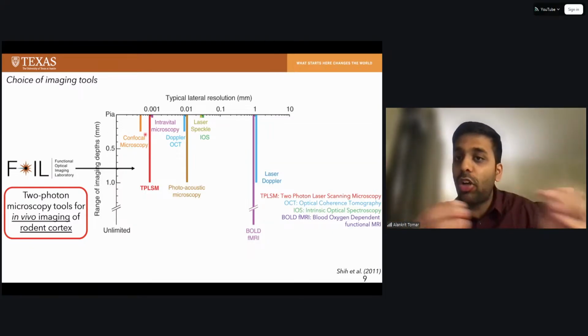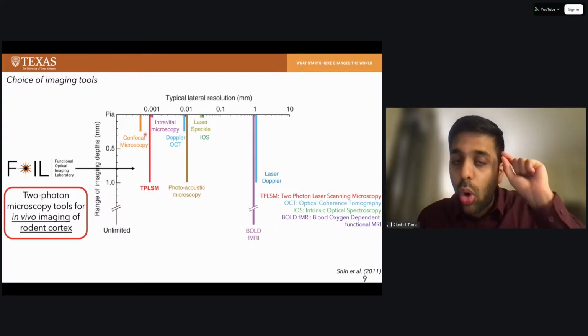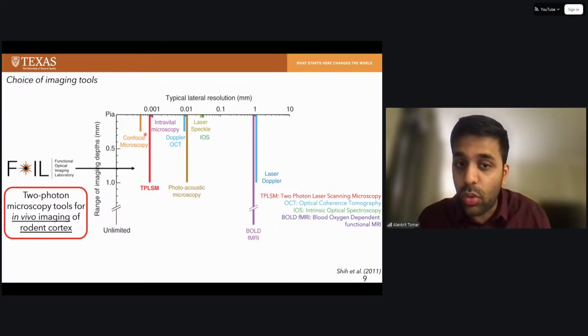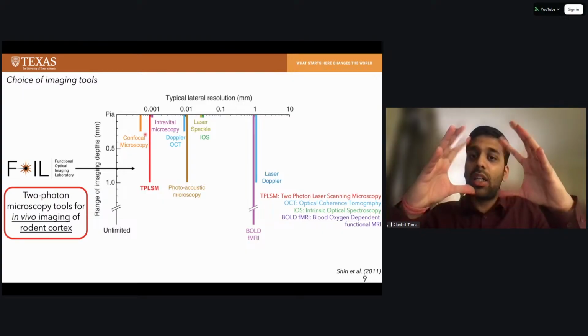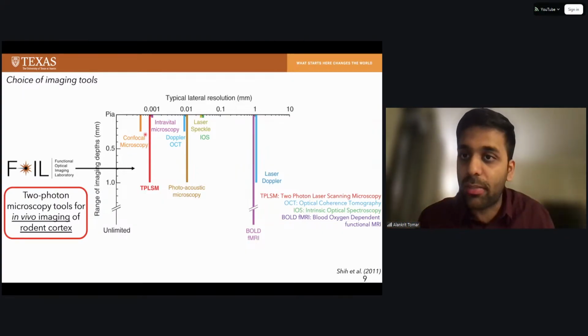But two-photon microscopy is that technique which can give you resolution of the micro vessels and the neurons, as well as a large part of the brain. And this technique is called two-photon microscopy.